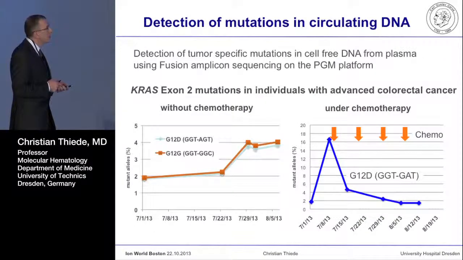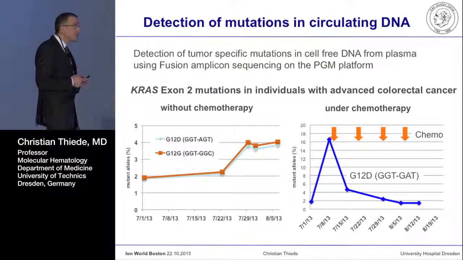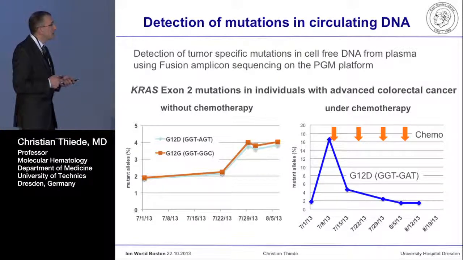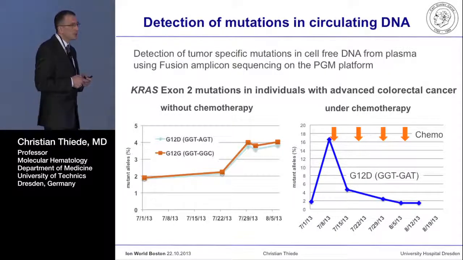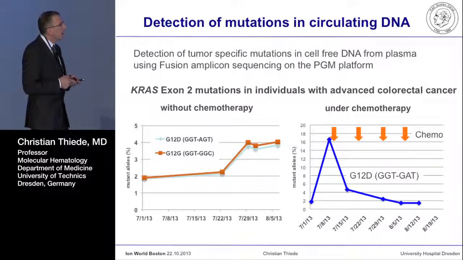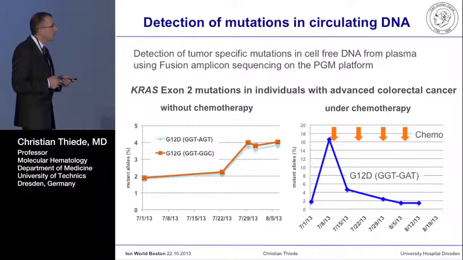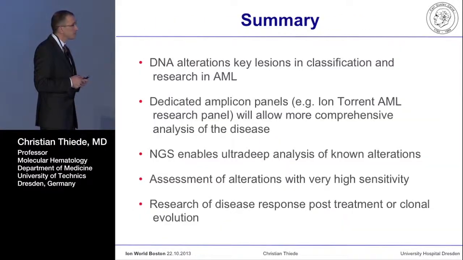And we have also done this on our PGM platform for patients, for example, with colorectal cancer carrying mutations of the KRAS gene. And you can very nicely see that a patient without chemotherapy, who declined to receive therapy, has an increase over time of this mutation load in the plasma, whereas another patient under chemotherapy has a very good response to chemotherapy clinically, and also a decrease of his mutation load in the plasma DNA.